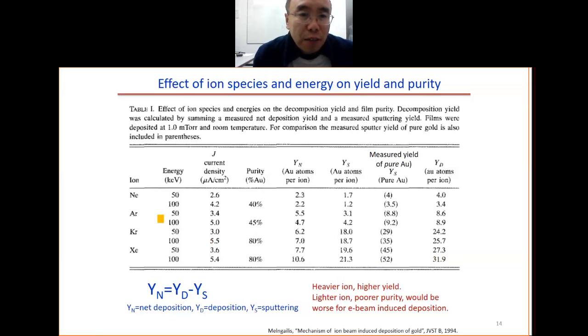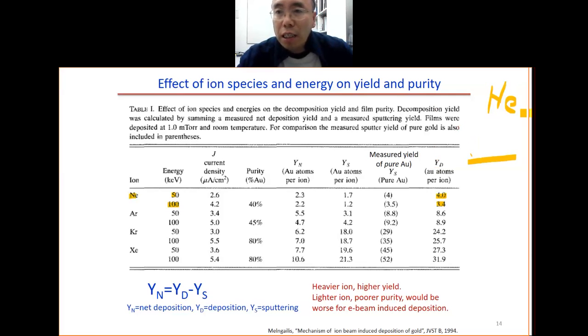Now let's look at the energy. For the case of neon, the yield at 100 keV is 3.4 and at 50 keV it is 4.0. So higher energy gives you lower deposition yield. This is similar to electron beam lithography. Neon is a relatively small ion, so it can penetrate to a certain depth. Higher energy gives more penetration, and more penetration means the energy is lost well below the surface rather than at the surface.